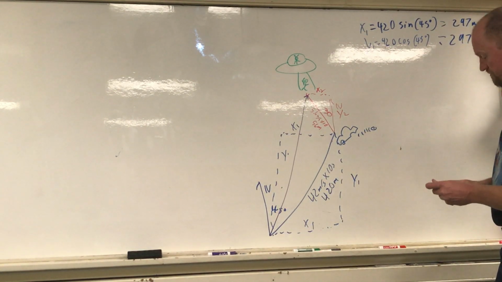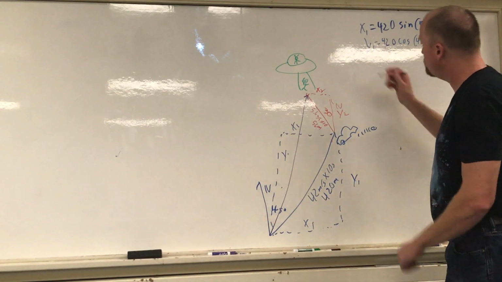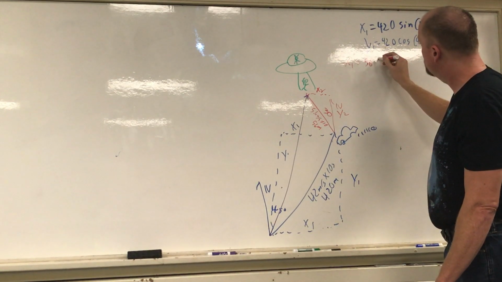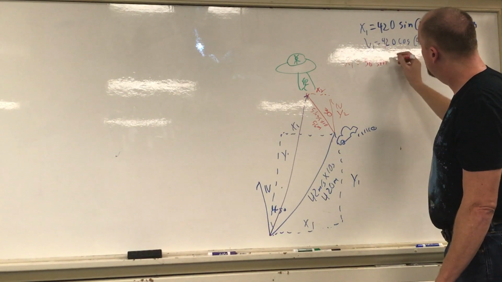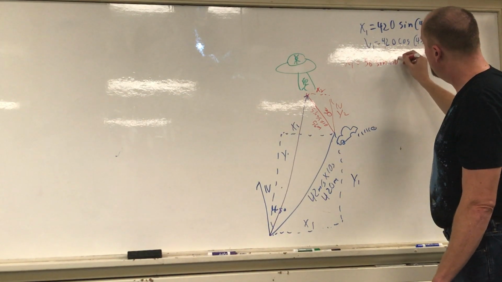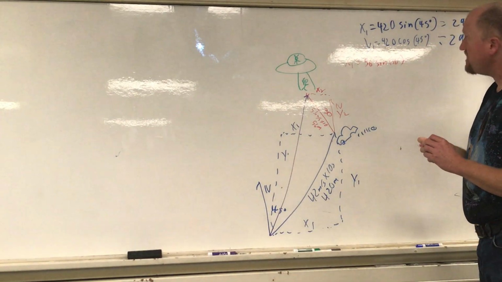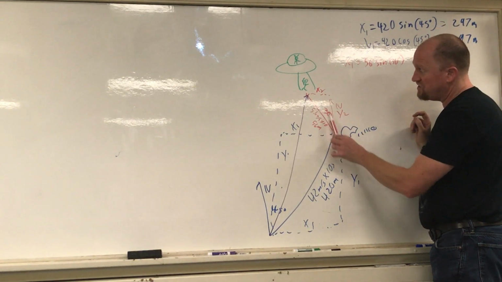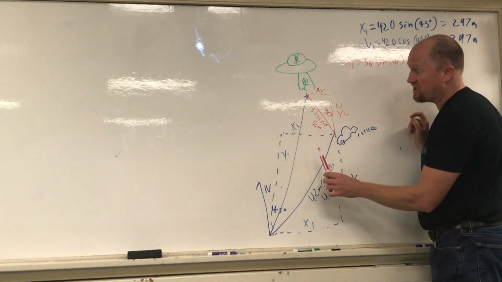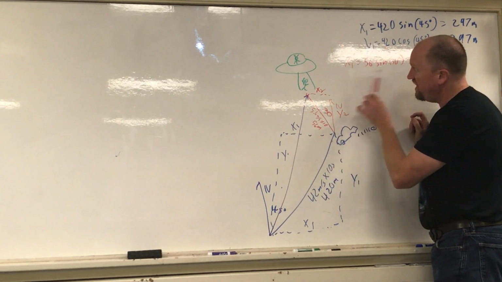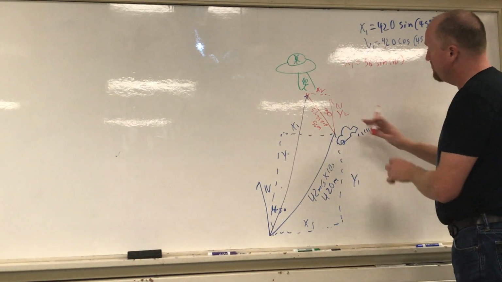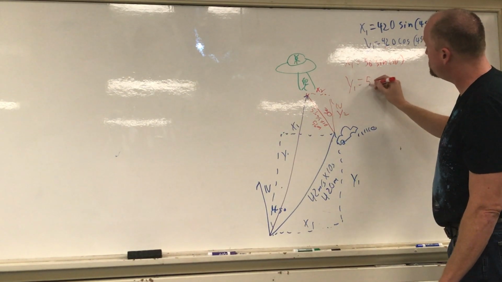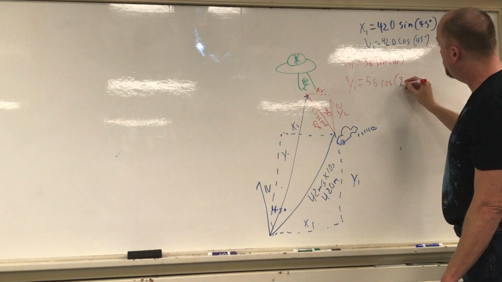For the second part, x2 is equal to 56 sine 30 degrees. Now, a few people ask me, is x always sine? No. Whatever side is opposite your angle will be sine. In this case, they both happen to be x, but they don't have to be x. The sine is whatever's opposite your angle. And whatever's adjacent to your angle, that's going to be cosine. So y2 is equal to 56 cosine 30 degrees.